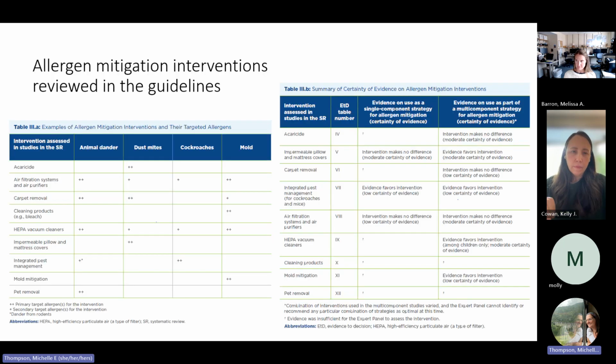Next slide. This one, I won't go into great detail, but this is just showing you what studies were reviewed in the asthma guidelines to come up with those recommendations for what might work for children and what the evidence level was. So not a lot of studies, a mixture of things that were done to reduce these triggers.